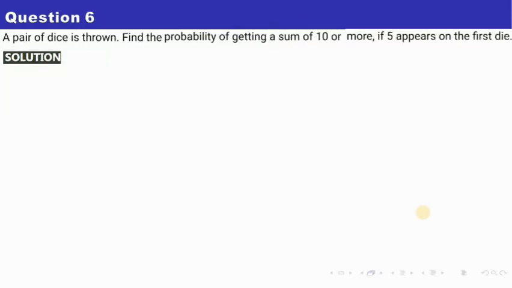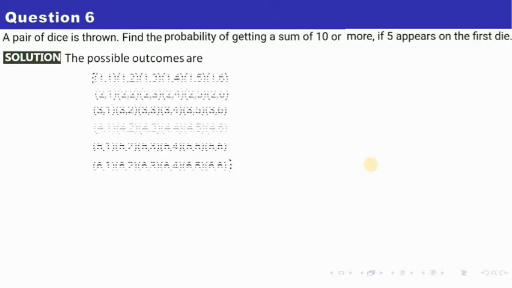Okay, so let us take another question. Question number 6. A pair of dice is thrown. So there are 2 dice being thrown. What is the probability of a sum of 10 or more if 5 appears on the first die? So basically you are throwing 2 dice, and let us see what the possible outcomes are in this case.